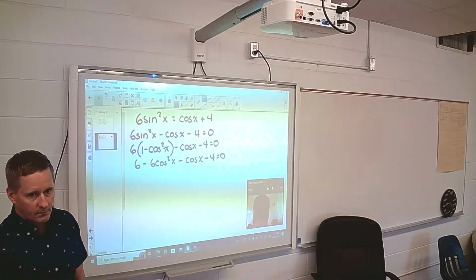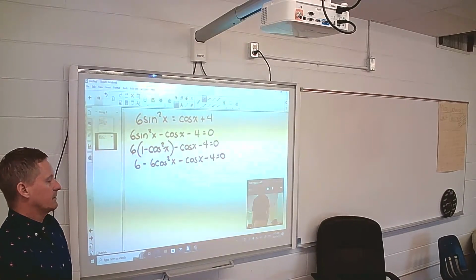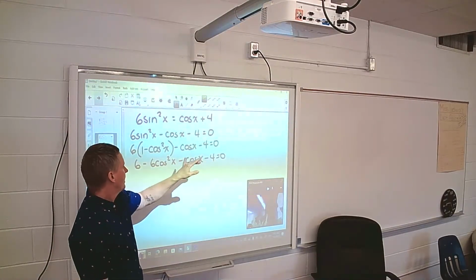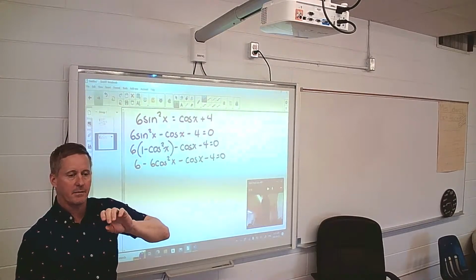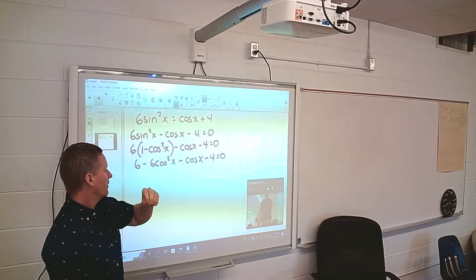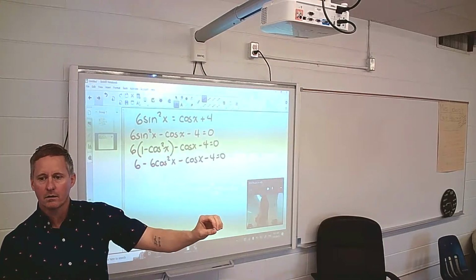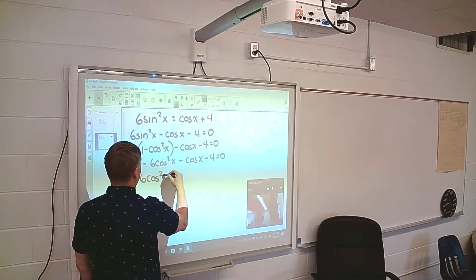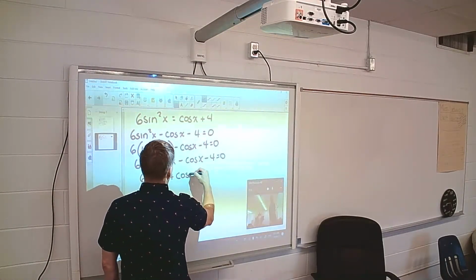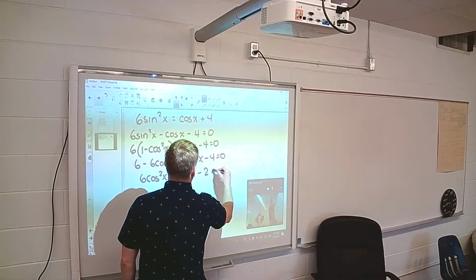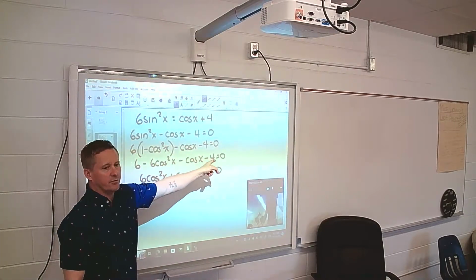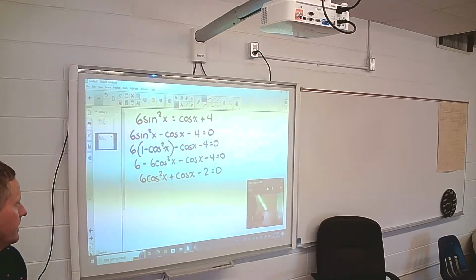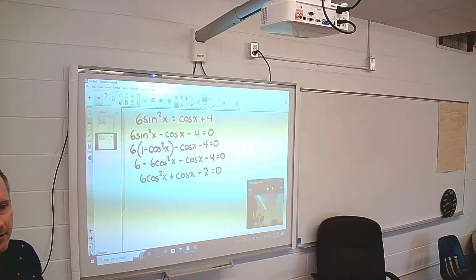Now, at this point, 6 subtract 4 is 2. We can agree with that? Okay, and it's a plus 2. We're okay? Because I'm about to do 2 steps in one here, so I want you to see. I want to multiply everything by negative 1. So I'm going to end up with 6 cos squared x plus cos x minus 2 equals 0. 6 subtract 4 is plus 2, but I'm going to change it to a negative 2. You okay?